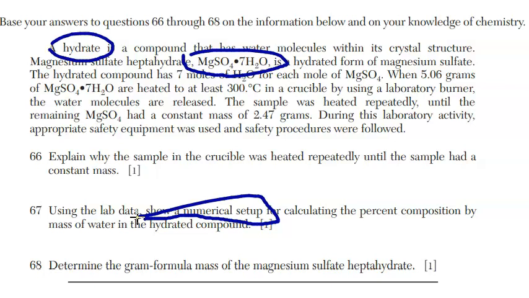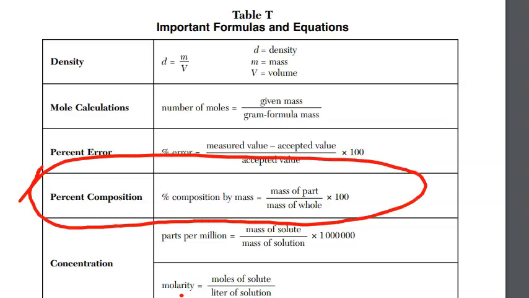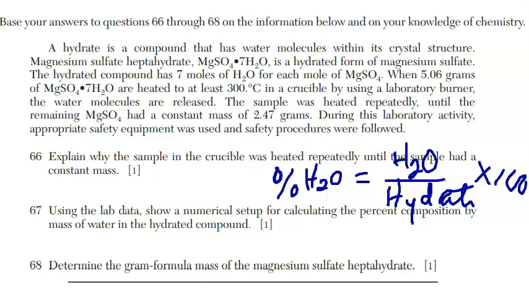Where do you find the formula for this? Reference Table T. So let's take a look. Reference Table T, it's the last table on the Regents reference tables. We're looking for percent composition, and here it is. My suggestion would be to rewrite that or have it open, of course, when you're working through the question. Let's go back. You see that I rewrote the equation, and of course I put in the part, which is the water, the whole thing, which is the hydrate, that's the crystal and the water. Don't forget the times 100.